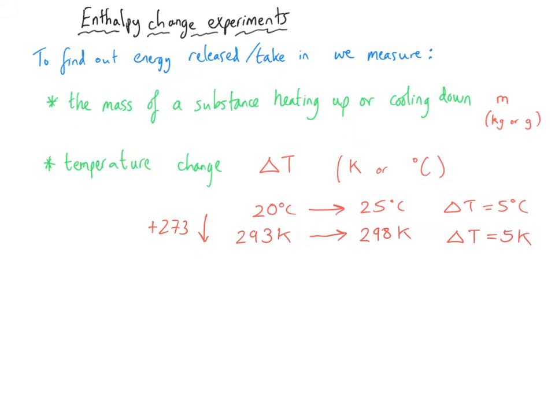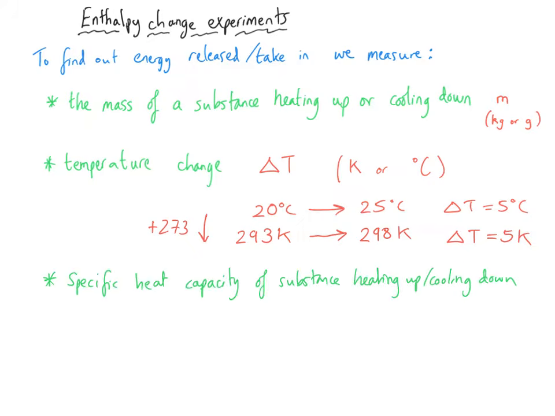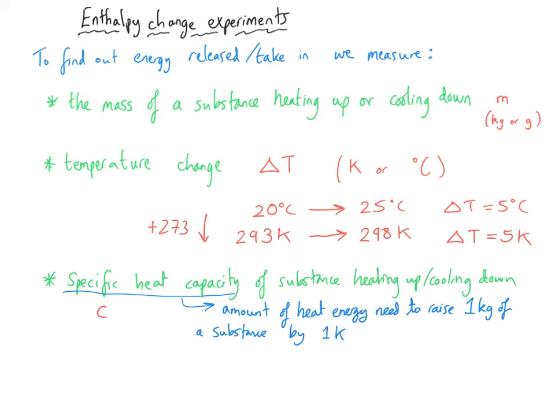And so what that means is a 5 degrees Celsius temperature rise is the same as a 5 Kelvin temperature rise. And the final quantity that we need to know or to measure is the specific heat capacity of the substance that is heating up or cooling down. And this has got the symbol of a little lowercase c. And the specific heat capacity of a substance is the amount of heat energy needed to raise 1 kilogram of that substance by 1 Kelvin or 1 degree C. Remember, those are the same thing. And so the units of specific heat capacity are kilojoules per kilogram per Kelvin.